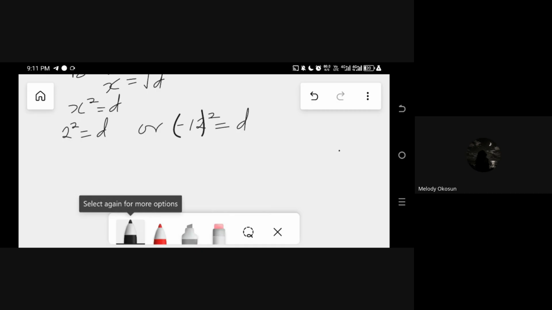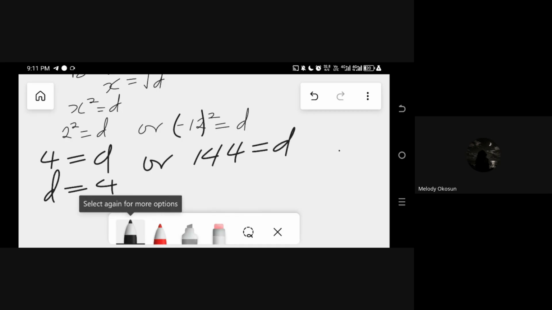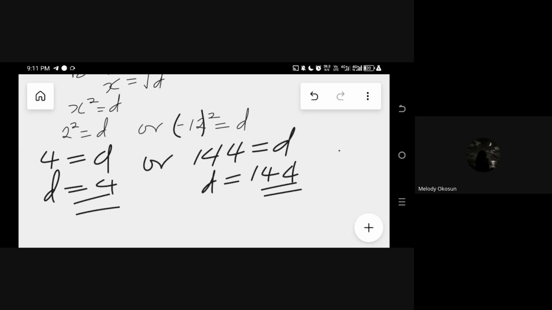So when you do that, 2 square will now be equals to 4 equals to D, meaning D is equals to 4. Or minus 12 to the power of 2 is 144 equals to D, meaning D is equals to 144. So these are the answers. D is equals to 4, or D is equals to 144.